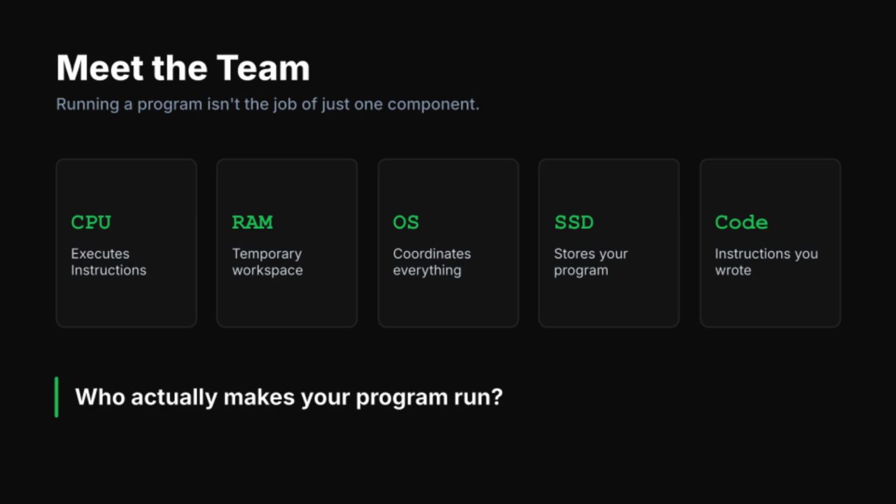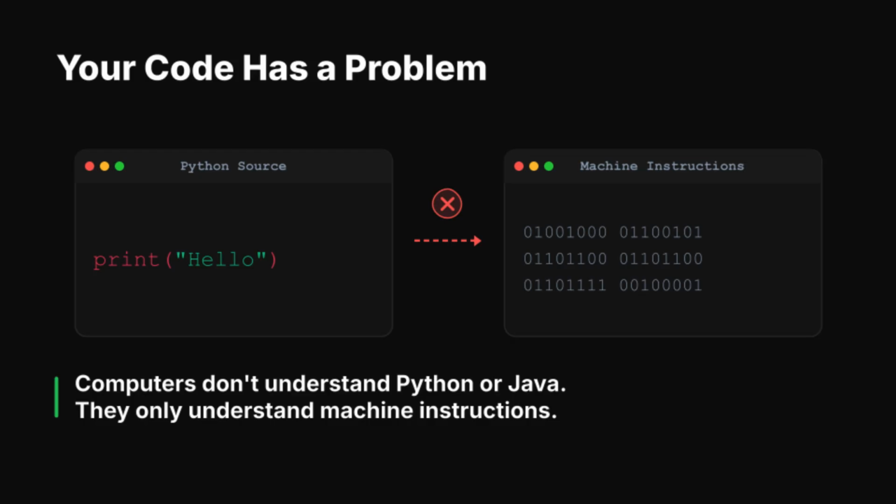But there's one problem we need to solve first. Your code is written in Python, and the computer doesn't actually understand this language or any other language for that matter. Now that we know all the components involved, there's one big problem. Look at the left side. This is the code you wrote in Python. If you're a Java developer, it would be Java code instead. It's written in a language that is easy for humans to read and write.